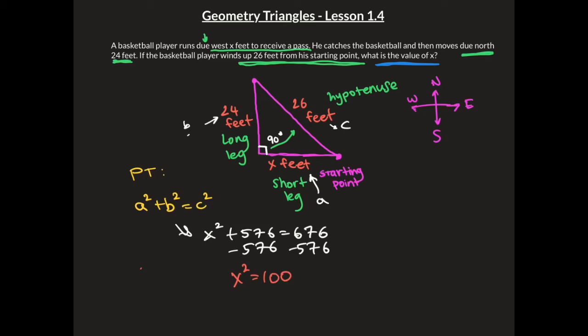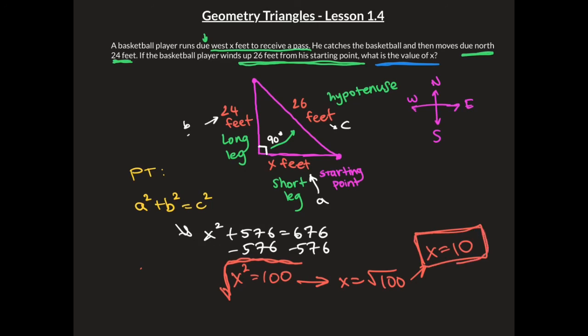Now, how do we find x? We have to find the square root. We have to square root this entire equation. So we're going to square root everything. So that means we are left with x is equal to the square root of 100. And what's the square root of 100? X is equal to 10.